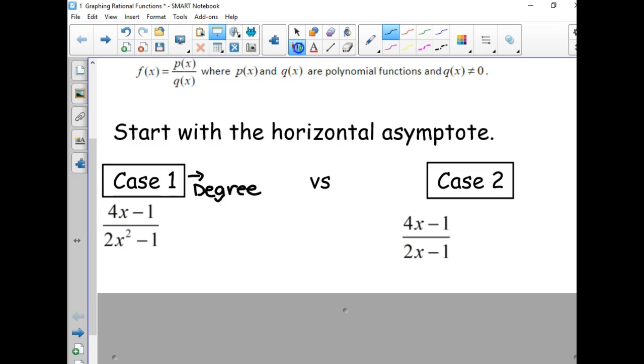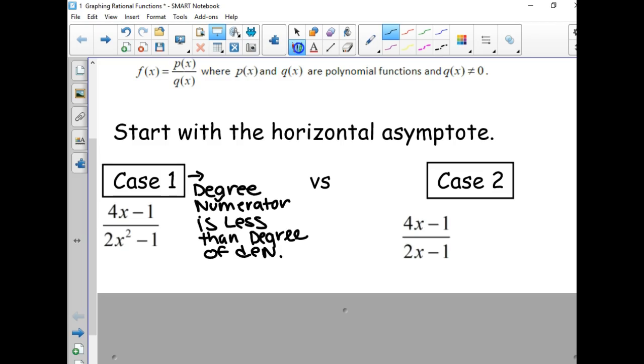The degree of the numerator is less than the degree of the denominator. If I just put DEN, do you know what I'm talking about? Okay.